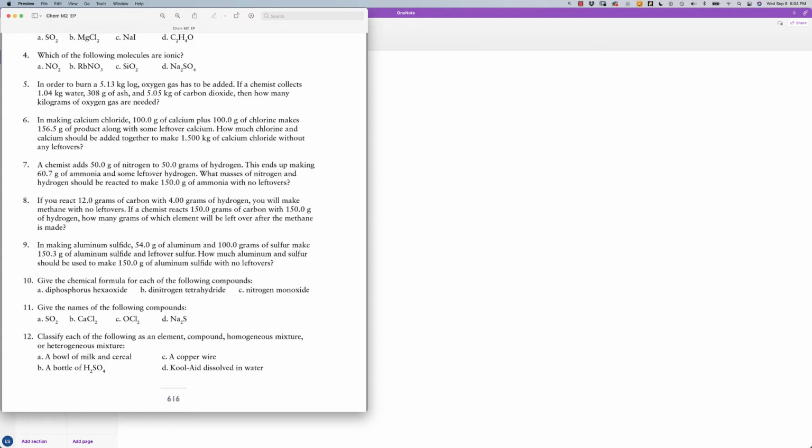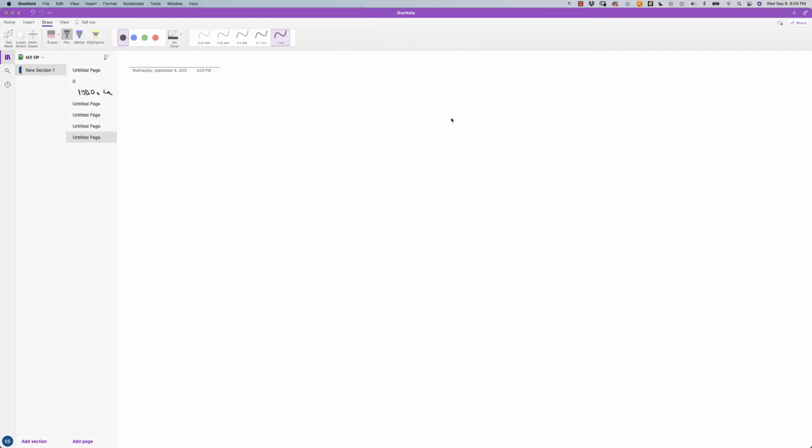All right, so let's put down our data and then we'll talk about this one. We have 12.0 grams of carbon. We have 4.00 grams of hydrogen. We used all of this.